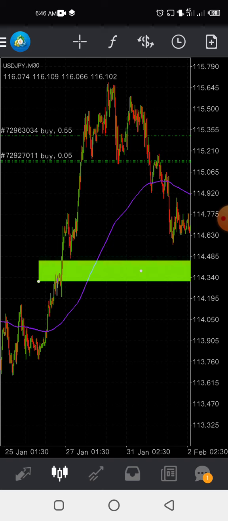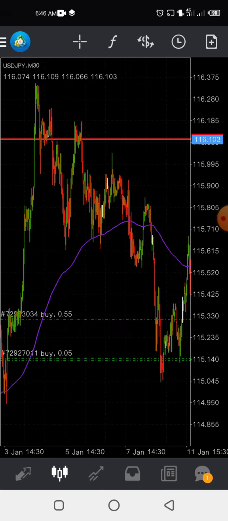So try this out. I just want to give people simple strategies. You don't need to complicate trading a lot. So try out this 200 EMA.